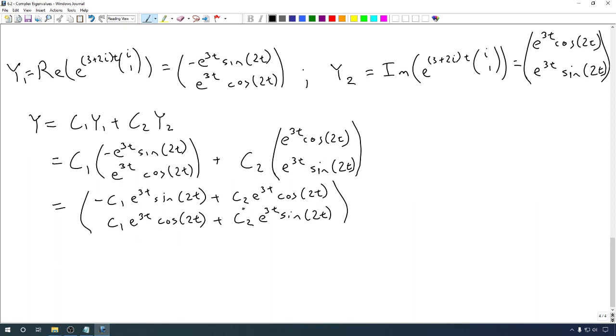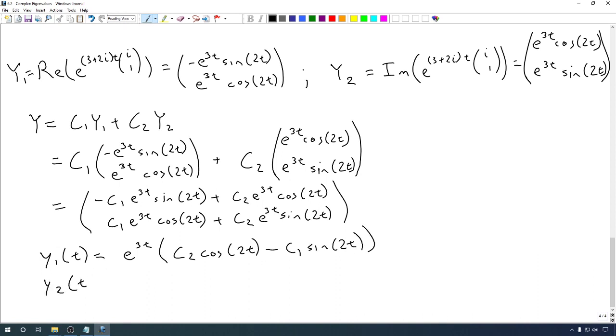In fact, we could actually pull out the e to the 3t if we wanted to. We could say that our first function, y1 of t, is e to the 3t. Actually, because the negative's there, I'm going to go ahead and put the cosine part first. We have c2 cosine 2t minus c1 sine of 2t. Then our other function, our y2, again, we pull out that e to the 3t. This time, the cosine is multiplied by c1. Sine is multiplied by c2, and it's positive.